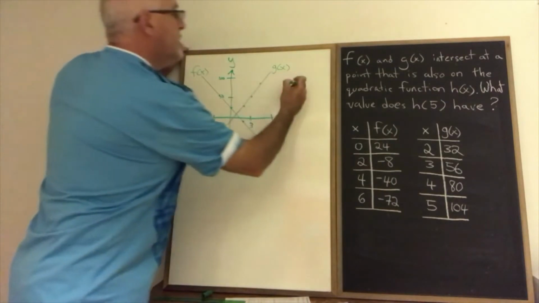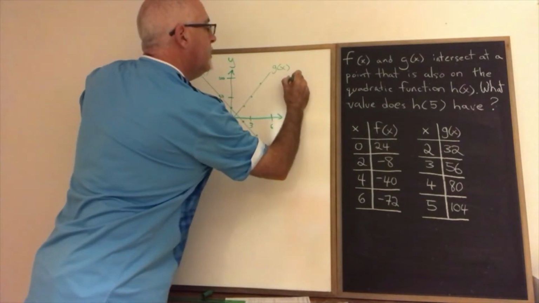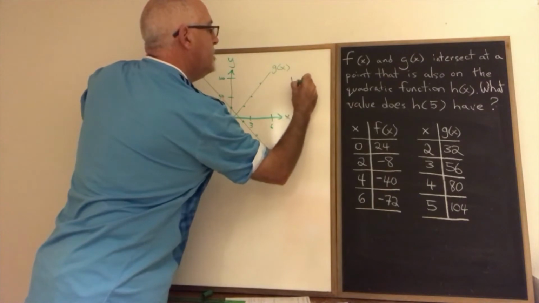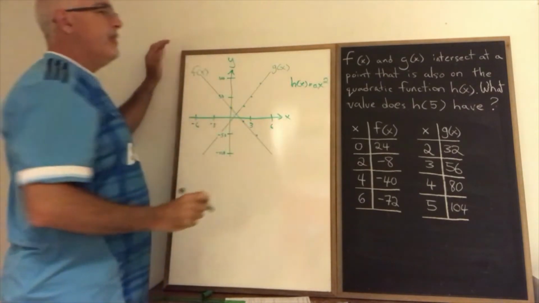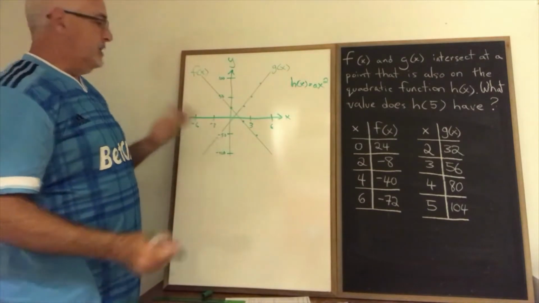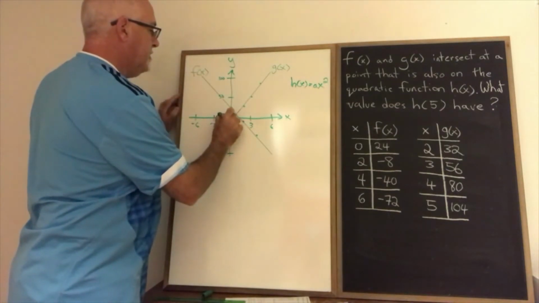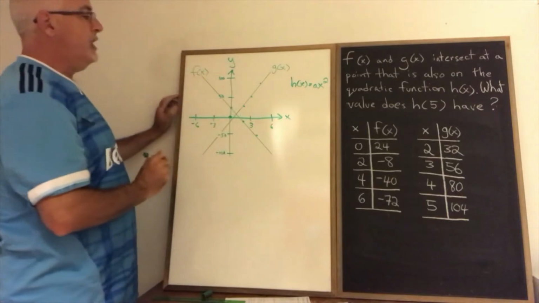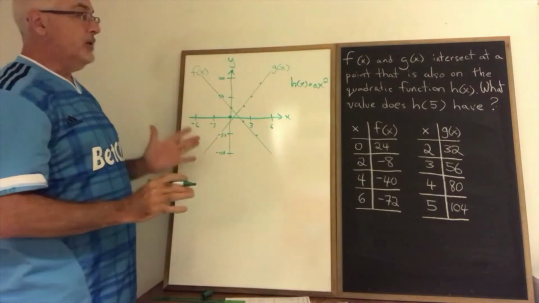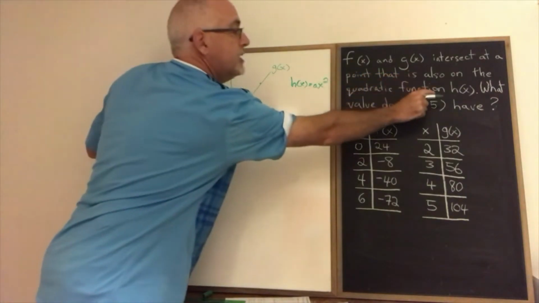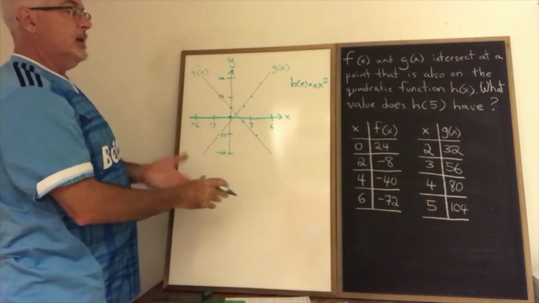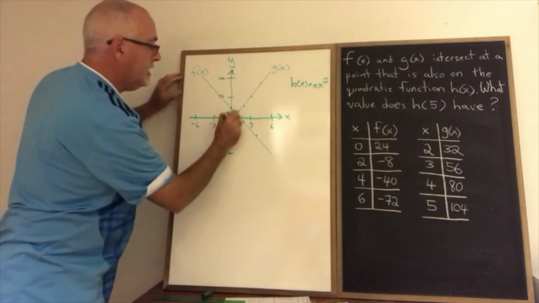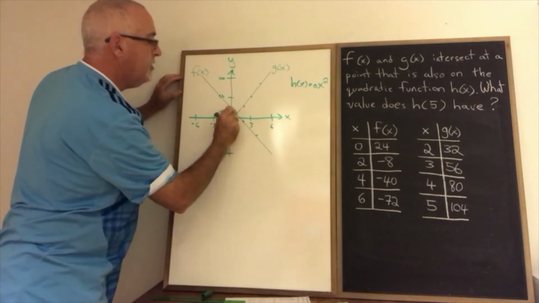But in this course, we only deal with functions of the form h of x equals ax squared. And those always have the point 0, 0 on them. They always go through the origin. So I'm showing that. The only other thing I know about this for sure is that h of x has the same point on it that is the point of intersection of f of x and g of x. That's here. So this point is on my quadratic.